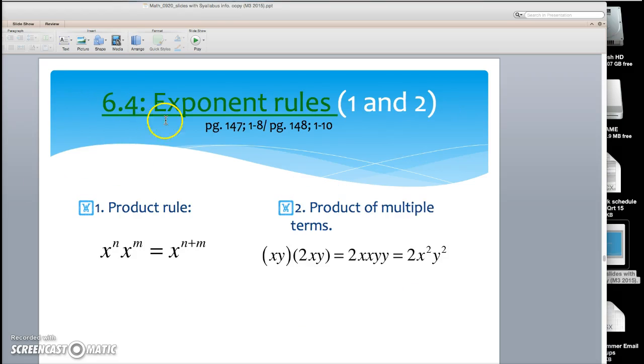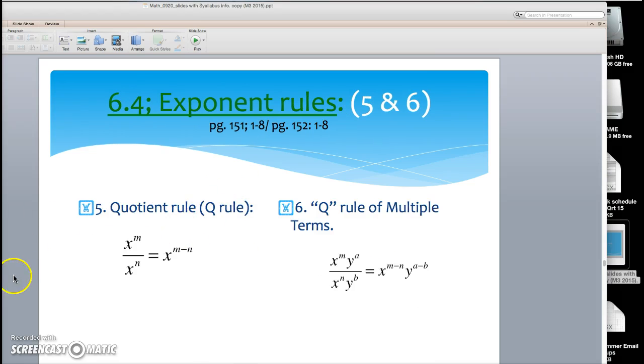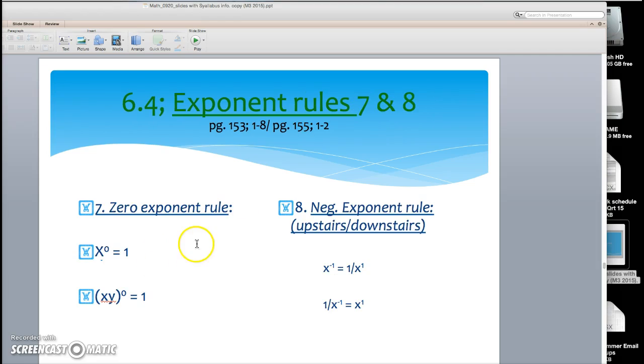And then we're going to talk about the exponent rules. There's a bunch of those. I've got 8 of them actually. The first two are called the product rule and the product of multiple terms rule. The third and fourth are the raising a product to a power rule and the power to a power rule. Then 5 and 6 are the quotient rule and the quotient rule of multiple terms. And then the zero power rule and the upstairs downstairs rule.